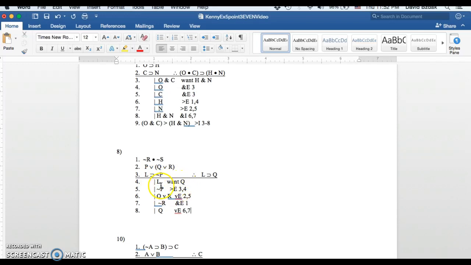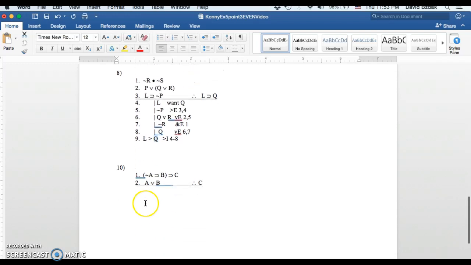So Q is what we wanted, so we assumed L, got Q, come back over here, L conditional Q by conditional introduction of 4 through 8. So again, first line of our subderivation, L, that's the antecedent of the conditional we derive. Last line is Q, that's the consequent.